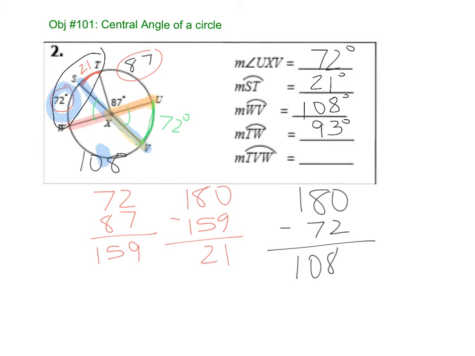And then TVW. Let's see, where's that? Starting at T, going to V, and then going to W. So it's like this big arc here. All right, so that is our 108, our 72, and our 87. Now, if you thought of this in a different way, that's fine. There are a couple ways to do this, as long as you get the same answer. So I got 267.